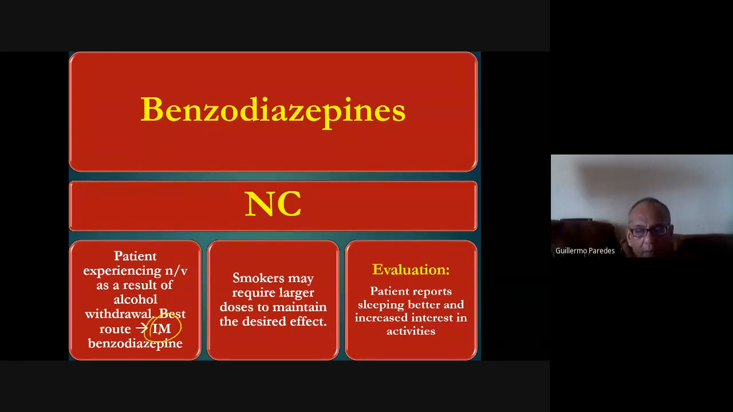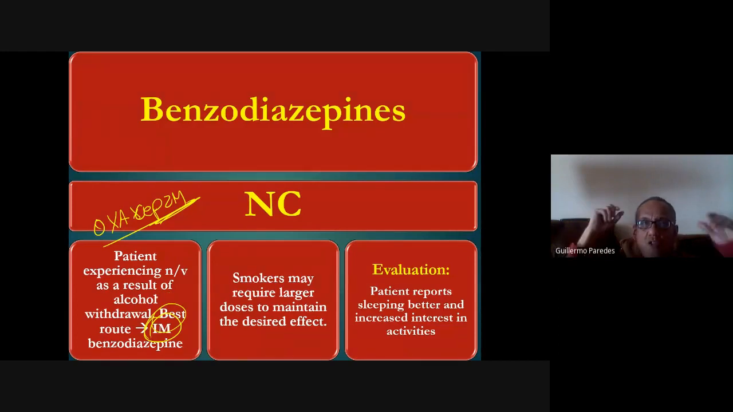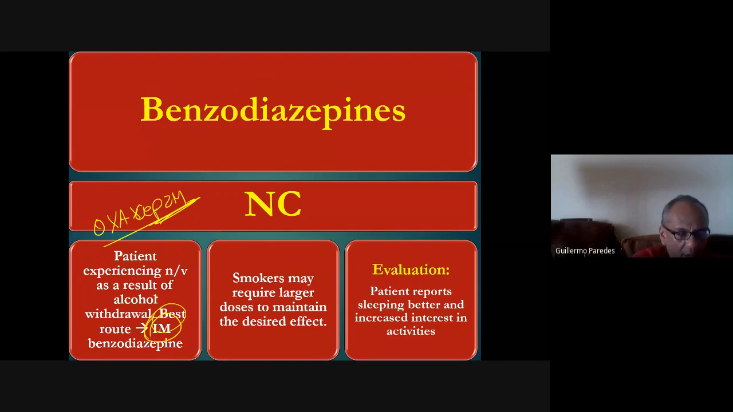Best route: intramuscular. Why? Because the most common is oxazepam. Oxazepam is intramuscular, so it's very fast, very active, with a very rapid effect. And why? Because the patient in withdrawal syndrome is nauseous and vomiting. If you give it PO, they are going to vomit the pill, so it's not going to be effective. So the best thing is intramuscular. IV could be okay, but the patient is probably moving and agitated, and it is not recommended. Intramuscular is faster than applying the IV. Of course, if you have IV access, the effect is going to be mostly immediate. But the patient is agitated, so you don't want to go through that.